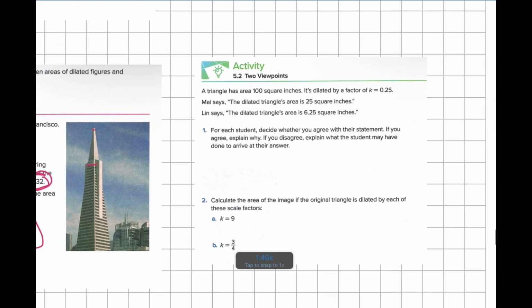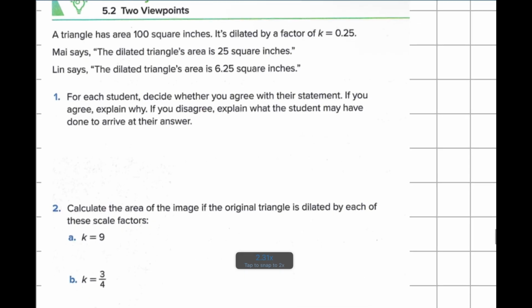All right, turn to the next page. It says a triangle has an area of 100 square inches. It's dilated by a factor of 0.25. Here's this first one. May says the dilated triangle area is 25 square inches. Lynn says the dilated triangle area is 6.25 square inches. So I need you to tell me, is May right or is Lynn right? Tell me which one you agree with and why you don't agree with the other.